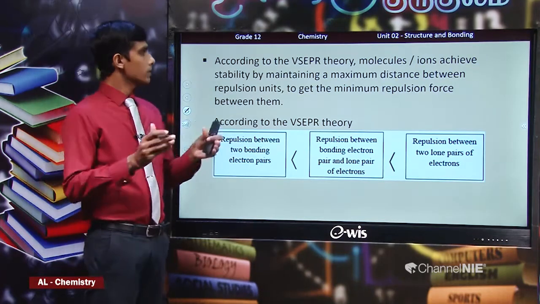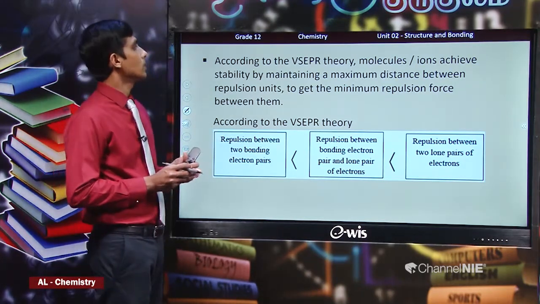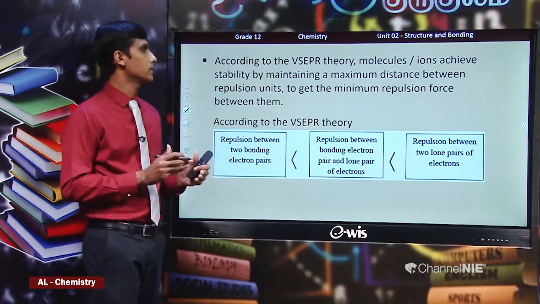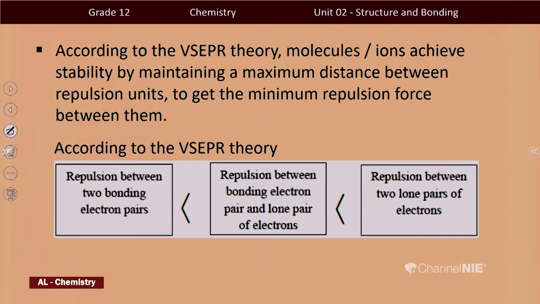Now, this VSEPR theory. VSEPR stands for valence shell electron pair repulsion theory. According to this theory, molecules or ions achieve stability by maintaining a maximum distance between the repulsive units, to get the minimum repulsion forces between them.